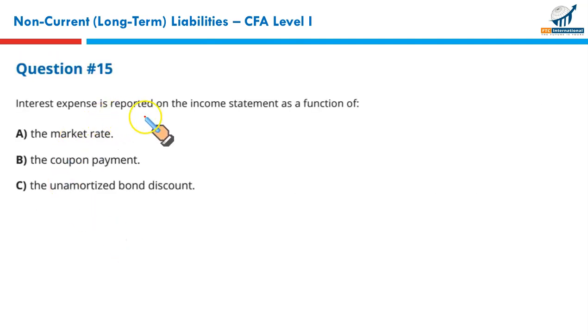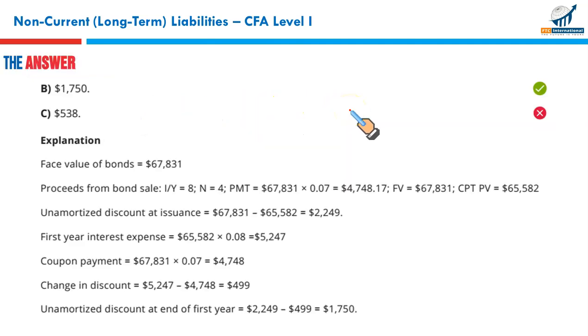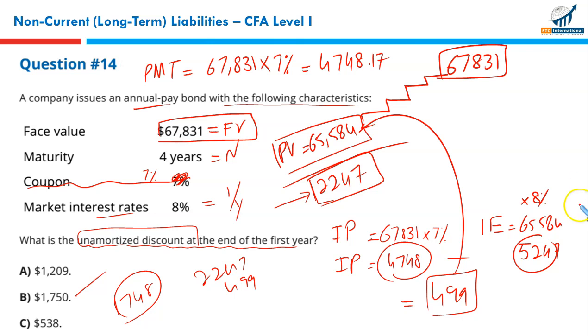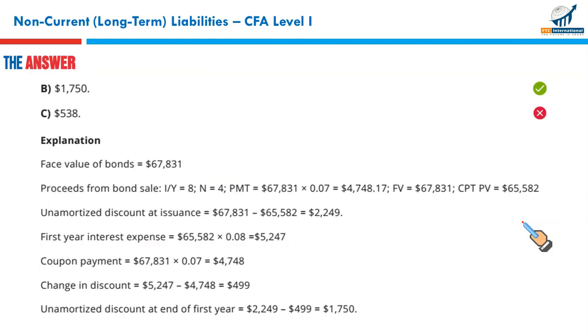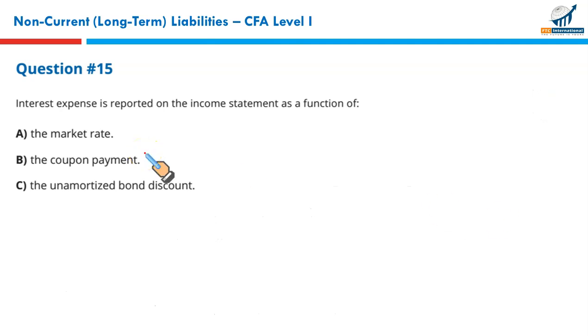Interest expense is reported on the income statement as a function of what? What we have just seen. This is your interest expense. Interest expense is the book value multiplied by the market rate, right? So interest expense is a function of market rate. Market rate multiplied by the book value of the bond. Market rate, so we don't need to look any further.